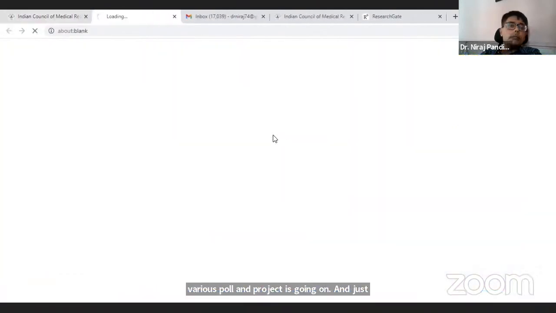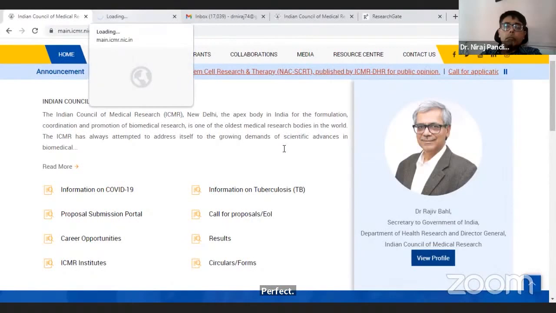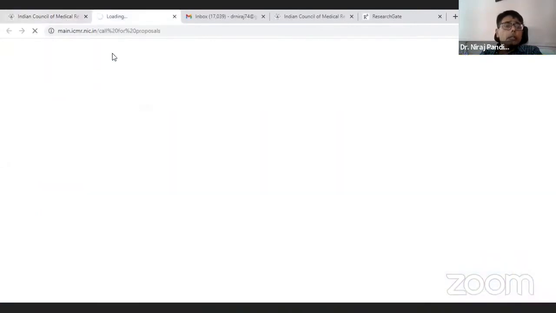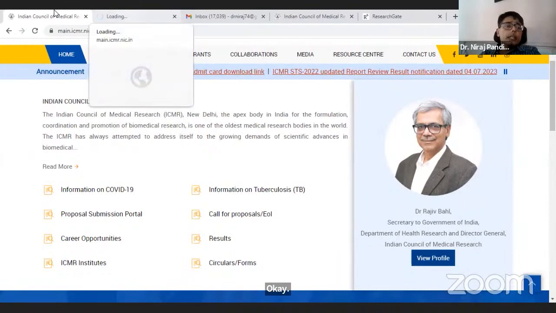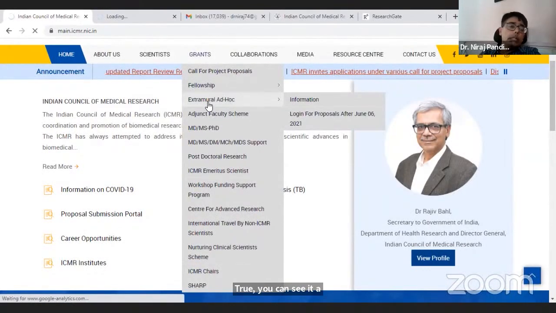I'm just clicking one of these pages. Still loading. So similarly, the DBT website also has all the things. You can use this website to go for all this, and this grant, everything they are asking through, and very important, it is now online submission. It is not offline submission. You have to create your own account, and through the account only you can go to things.